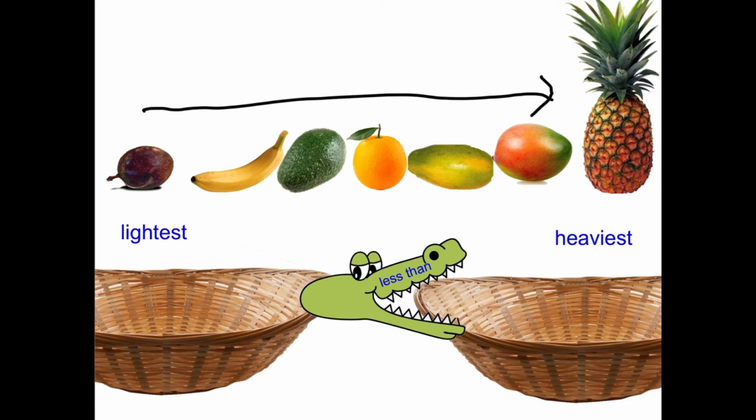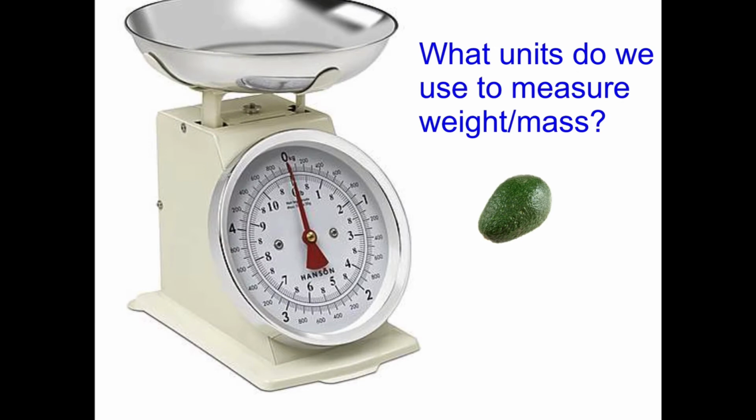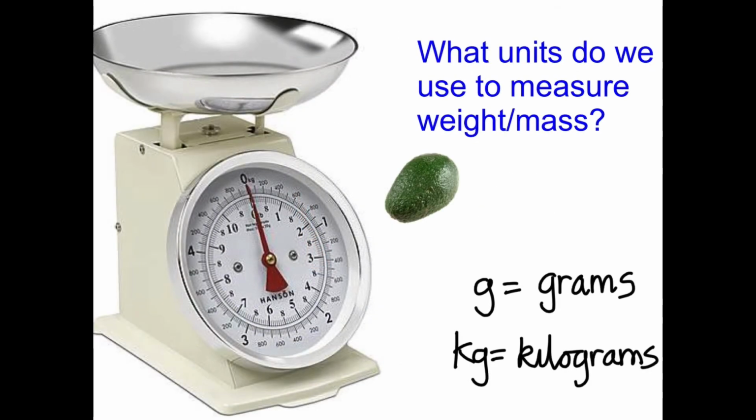But if you do it like that, you don't know how much heavier one is than the other. You know that the pineapple's a lot heavier than the passion fruit, but you don't know how much heavier. So to actually compare them accurately, we need to use a set of scales. These are some of the scales that we use at school, and the units of measurement that we measure weight and mass in are grams and kilograms.